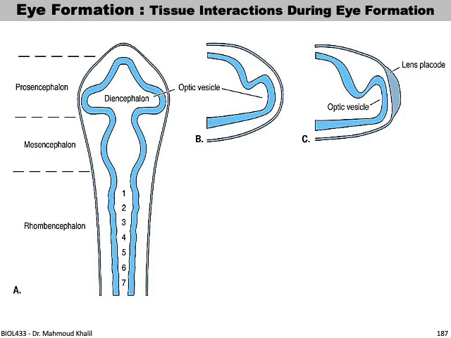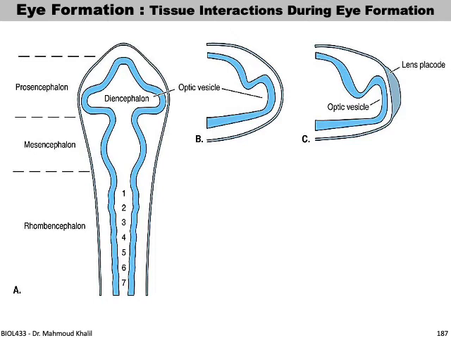Now we'll talk about the eye formation and how tissue interaction occurs during eye formation. You can see here that the brain, which is formed, is differentiated into three regions: the prosencephalon, the mesencephalon, and the rhombencephalon. In the prosencephalon, there is a region which is called the diencephalon. This diencephalon, if you look to its side, will protrude to the outside to give the optic vesicle.